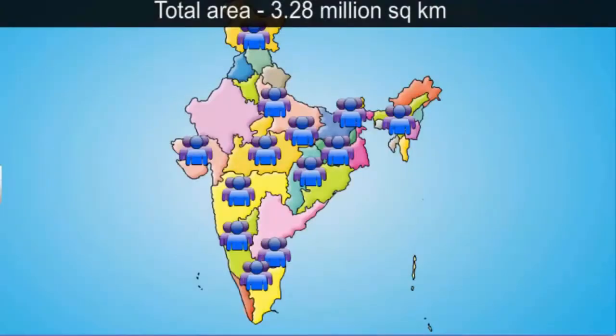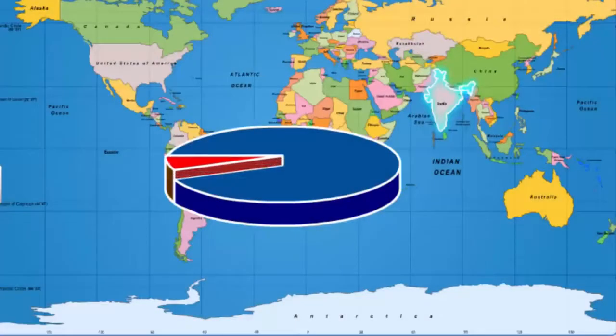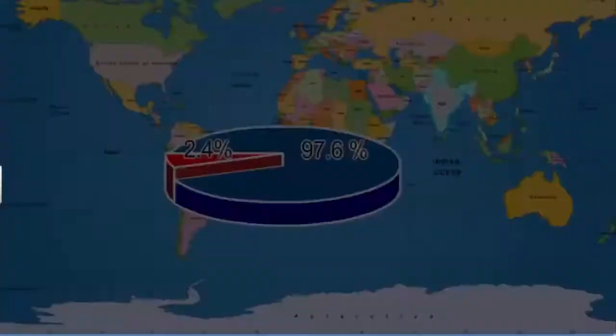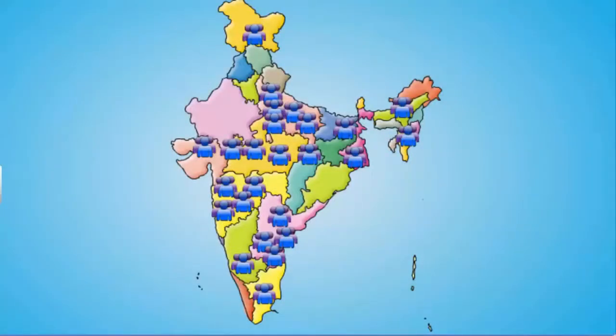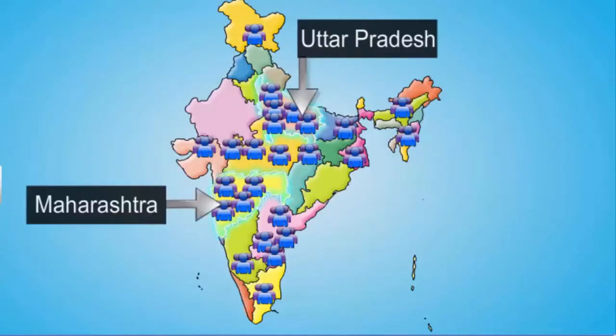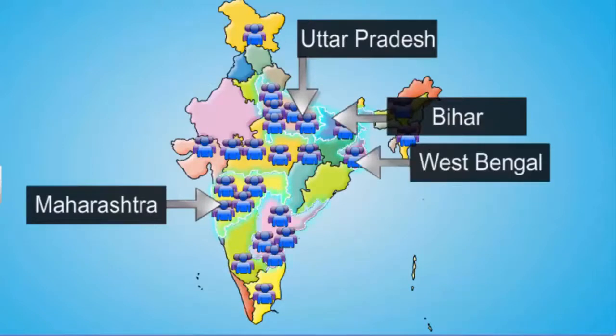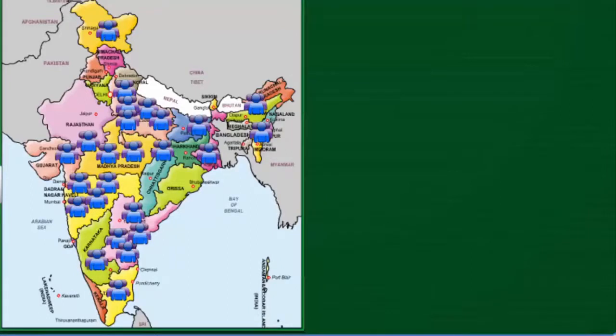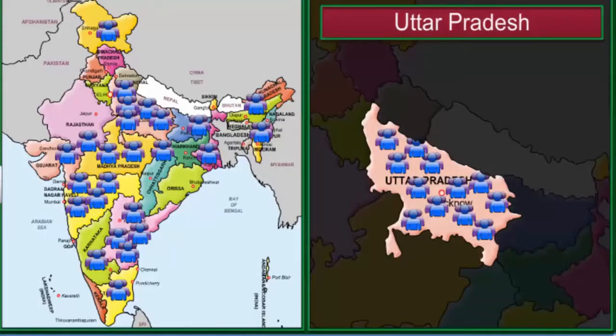The population is distributed over India's vast area of 3.28 million square kilometers. The country's area accounts for 2.4% of the world's area. Almost half of India's population lives in 5 states: Uttar Pradesh, Maharashtra, Bihar, West Bengal and Andhra Pradesh. As per the 2001 census, Uttar Pradesh is the most populated state of India with 166 million people. Uttar Pradesh accounts for about 16% of the country's population.